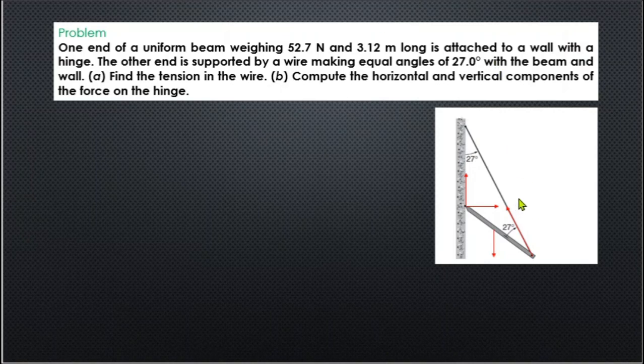The first force is this tension force, which is acting on that end of the uniform beam due to this string. This force is due to the weight of our beam, which is equal to 52.7 newtons. This force is the vertical force or the vertical component of the force on the hinge. Let's denote that by FV. This is the horizontal component of the force. Let's denote that force by FH.